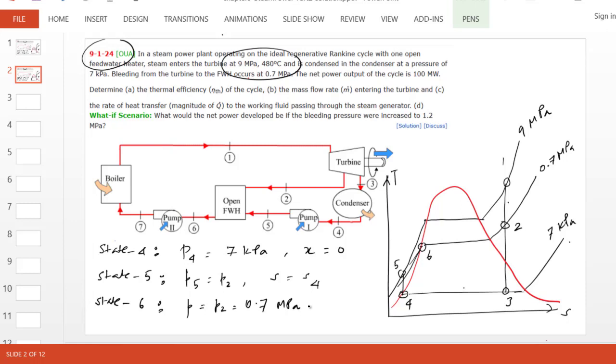And x equals 0. Well, how do we make sure that at state 6 the quality is 0? In other words, how do you make sure that there is no vapor left here? The answer is that the bleeding rate B dot is controlled so that state 6 is the desired state. As a matter of fact, that is the condition that will allow us to determine B dot as we keep on analyzing this problem.